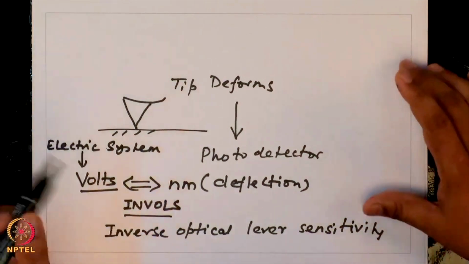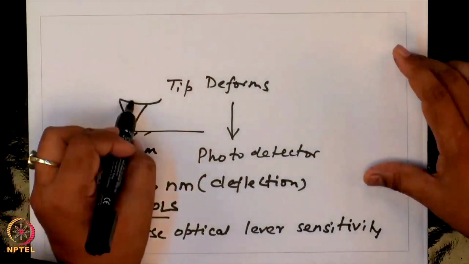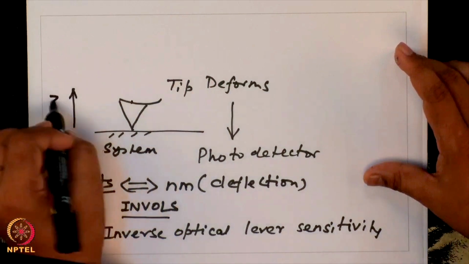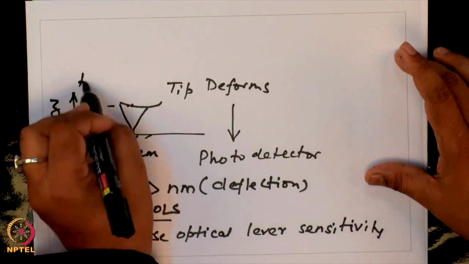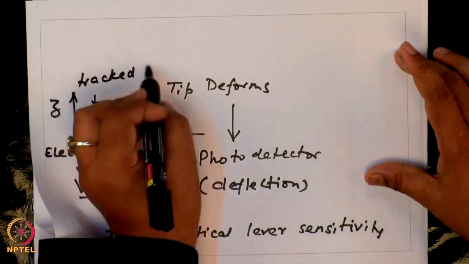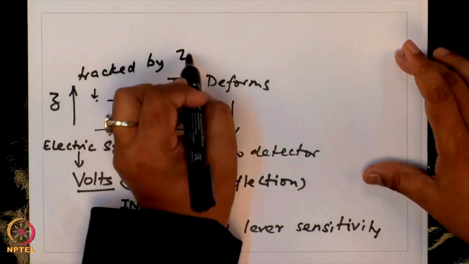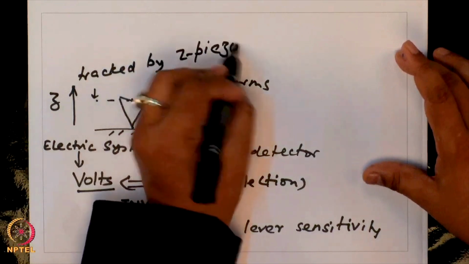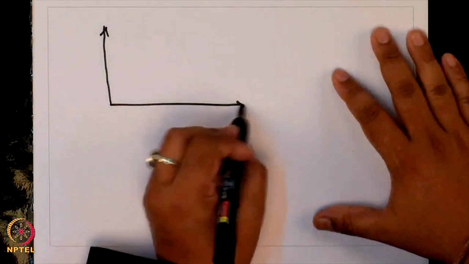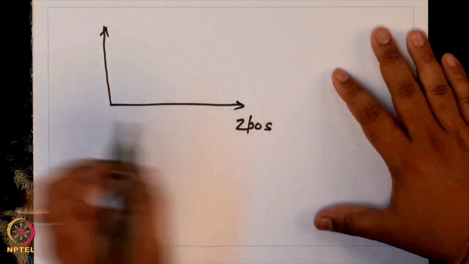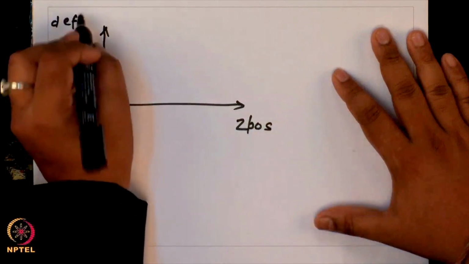And also there is a piezo which tracks the position of the tip. So, you have this z axis. The z piezo will track this position. So, if I were to draw a complete cycle, let us say this is z position and this is deflection.